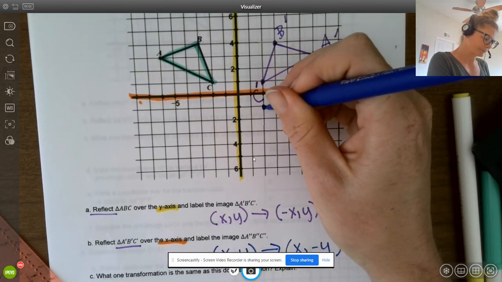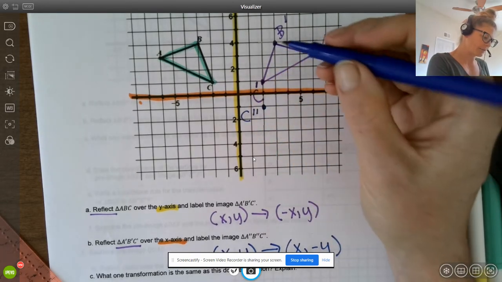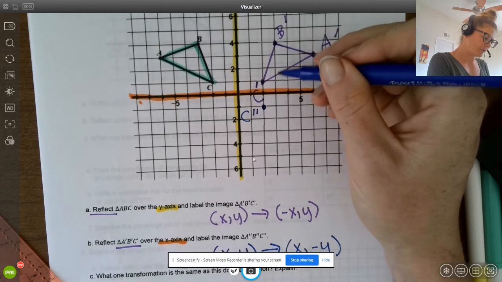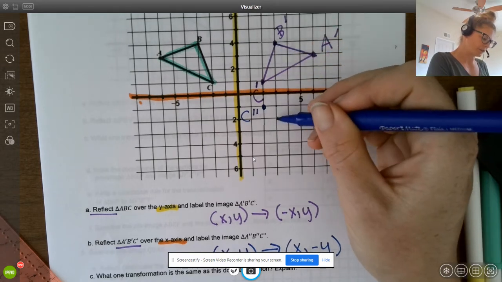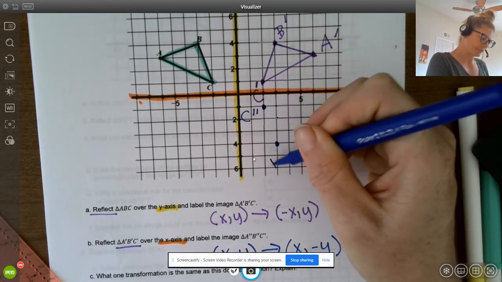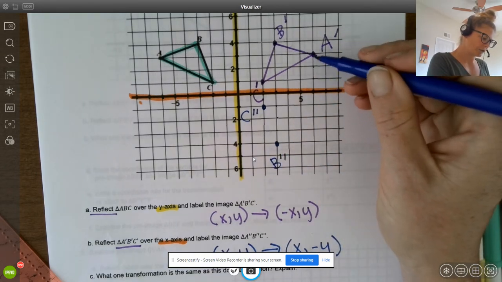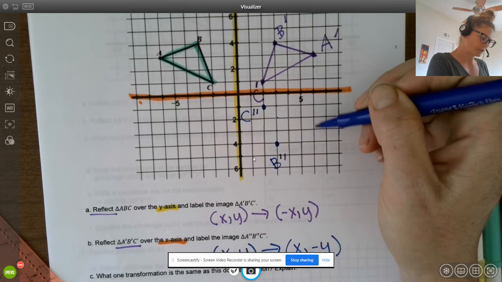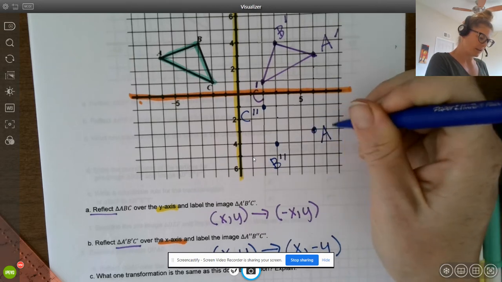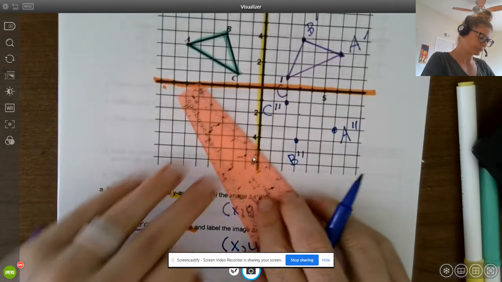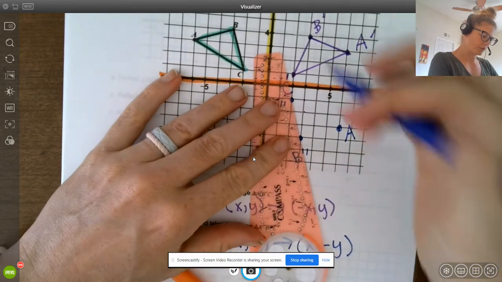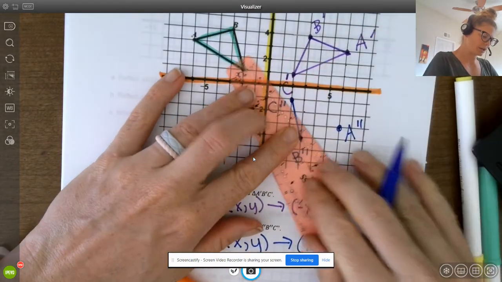So we'll have C double prime, B's at 4, so we're going to go to negative 4, 1, 2, 3, 4. B double prime, A's at 2, 3, so we're going to go down 1, 2, 3. A double prime. Beautiful job here.